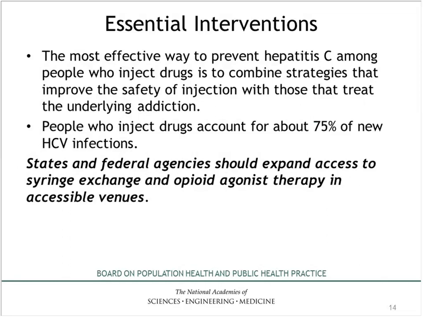Again, continuing with essential interventions, the most effective way to prevent hepatitis C among people who inject drugs is to combine strategies that improve the safety of injection with those that treat the underlying addiction. People who inject drugs account for about 75% of new hepatitis C infections. Obviously, as the drug epidemic that the country is suffering from continues and worsens, this will make this even worse. So our recommendation is that states and federal agencies should expand access to syringe exchange and opioid agonist therapy in accessible venues.